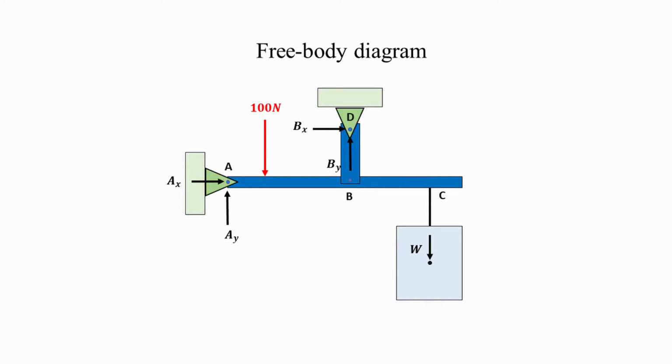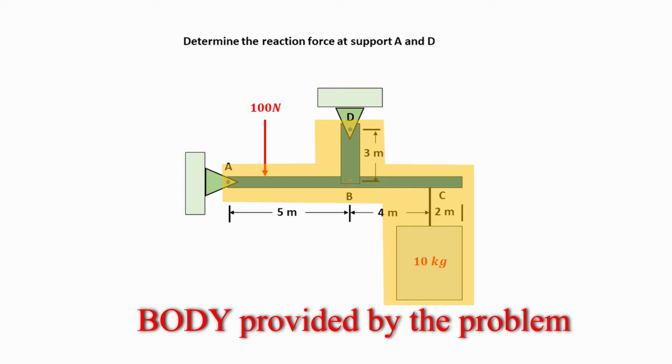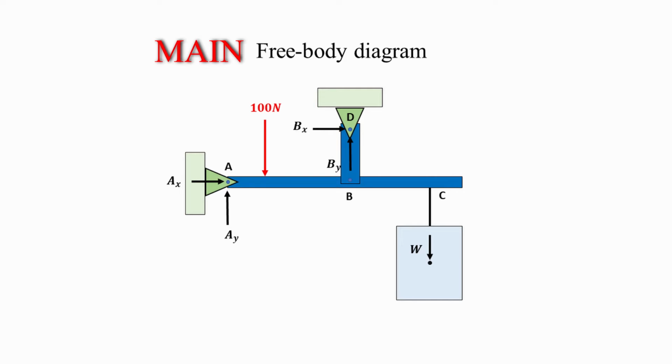You will see 3 things in a free body diagram: the body, some forces, and alphabets that represent forces. In real practice, you may need to draw several free body diagrams to solve one problem, but you always start with the body in the figure provided by the problem. I call them the main body and the main free body diagram.